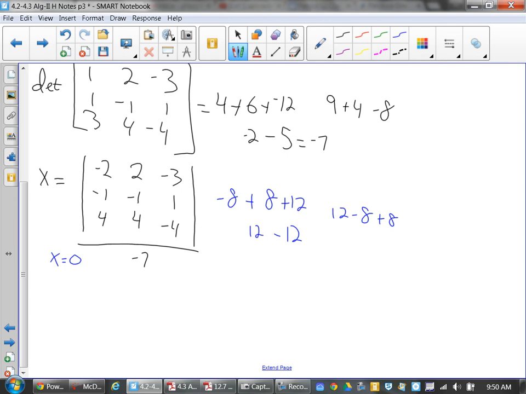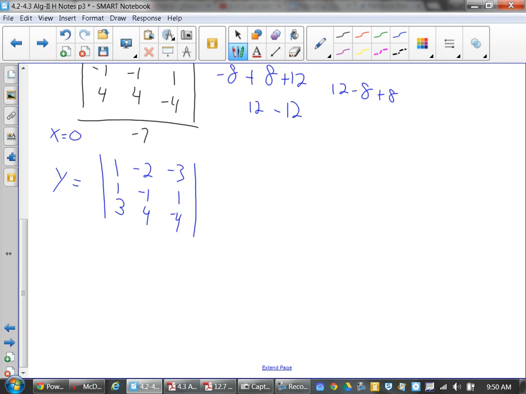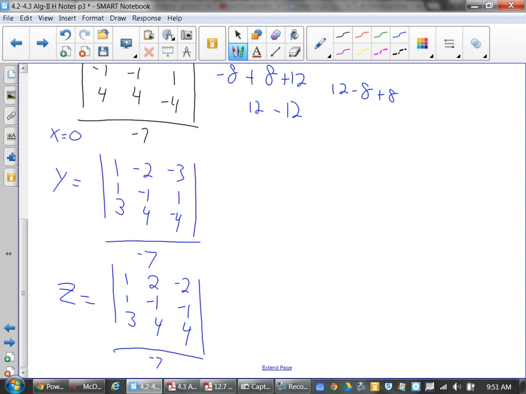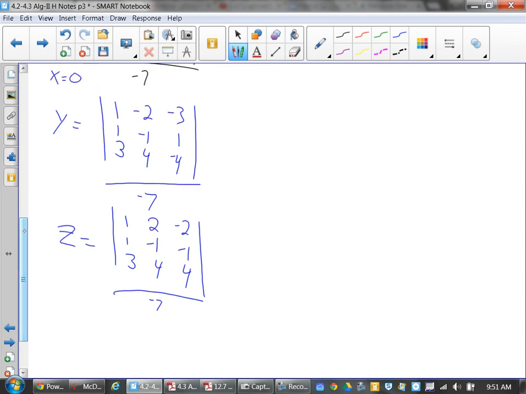Jared, this is easy. It just looks weird. Take the determinant. So we have 1, 1, 3, -2, -1, and 4. -3, 1, and -4. Oh, it's -4? So here's your setups for y and z, I believe. Figure them out. We'll check them in a minute.